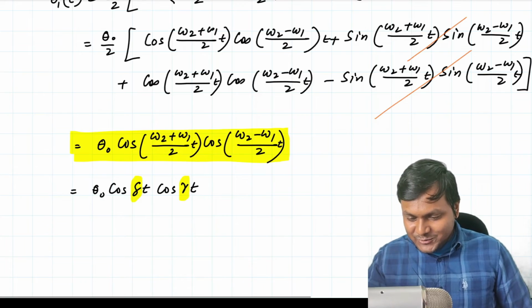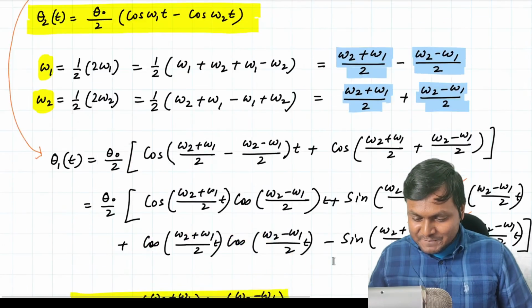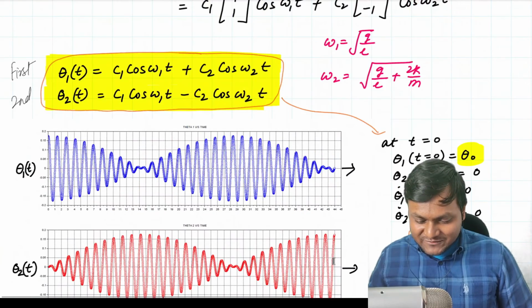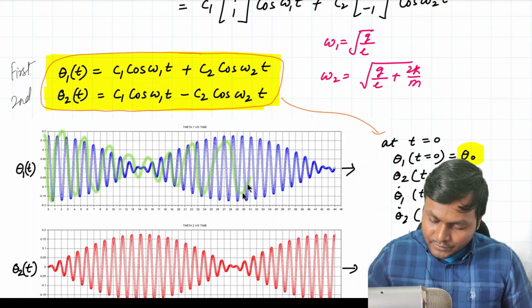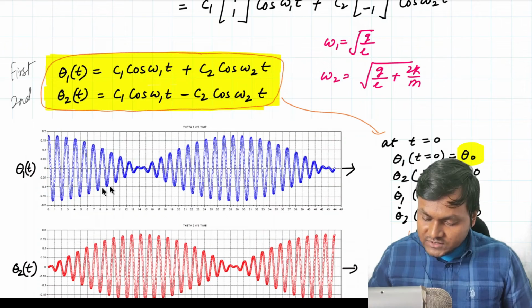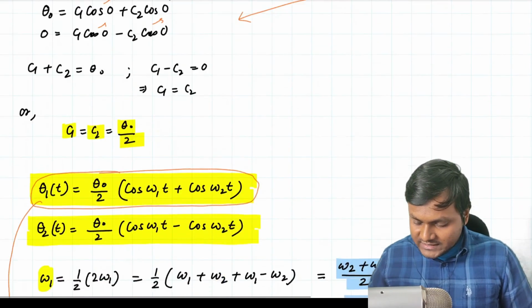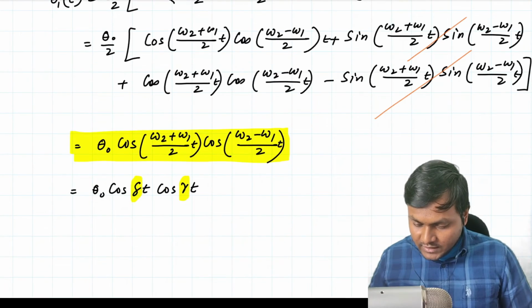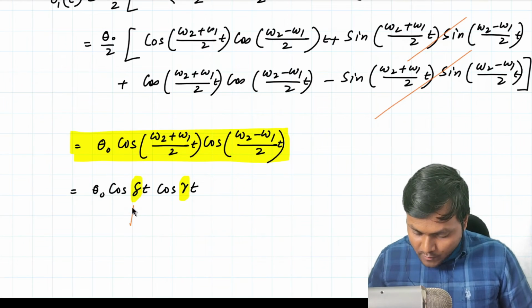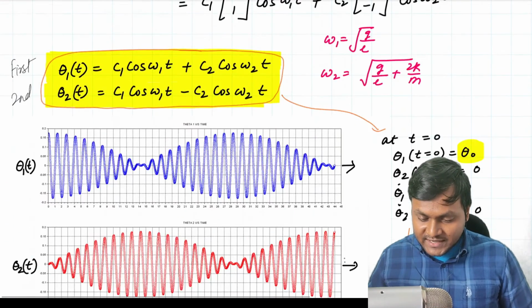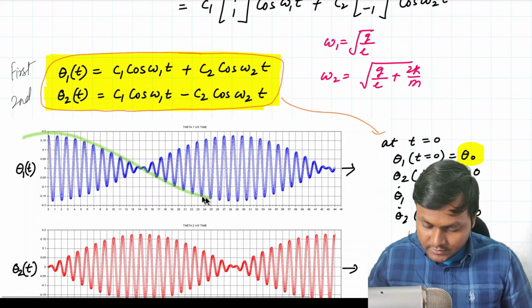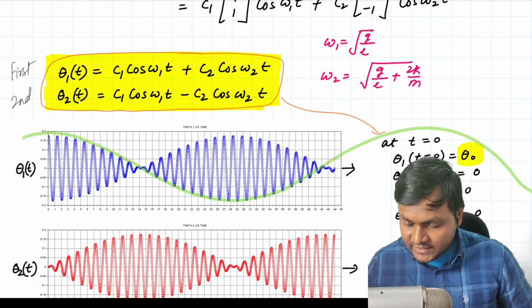That is what I wanted to show you, that if you look at the general solution for theta 1, there is this oscillation, right? This oscillation that is happening. The frequency of this oscillation is actually this particular frequency, (omega 1 plus omega 2) by 2. And there is another oscillation that is happening, the oscillation at which the amplitudes are increasing and decreasing, right?